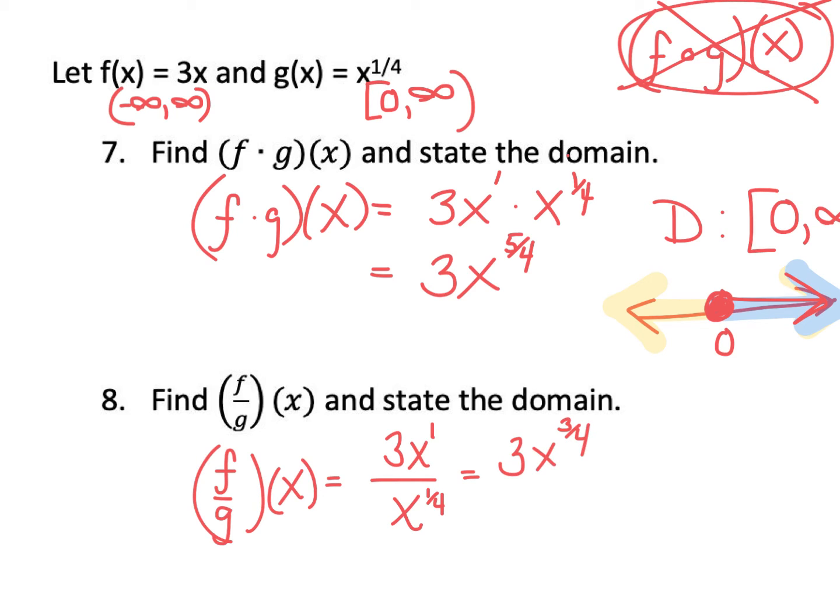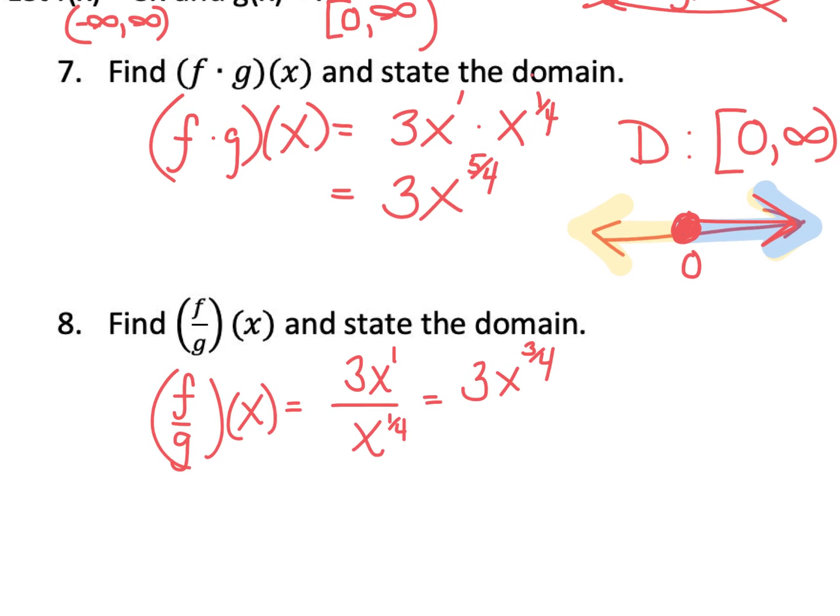Now, division is the one operation that has a little extra something you need to think about when it comes to the domain. The intersection of the two would still be 0 to infinity, but you need to consider the denominator. Before we simplified, right here I had x to the 1/4, and we can't divide by 0. So anything that would cause the denominator to be 0 also has to be excluded. So my domain wouldn't be 0 to infinity like it was before. It can't include 0, so it would be, with a parenthesis, 0 to infinity.